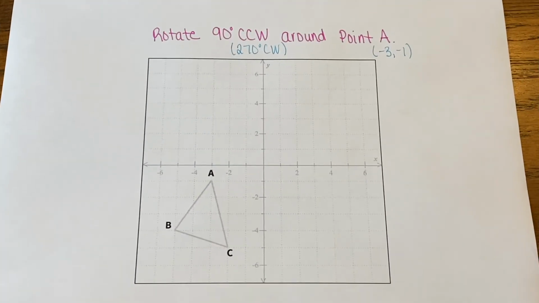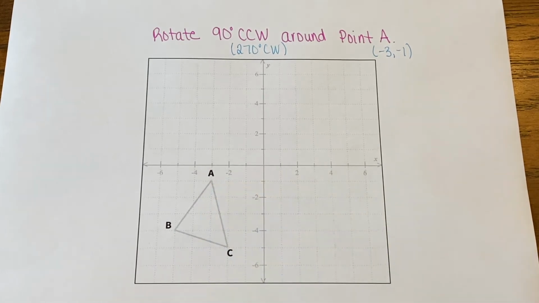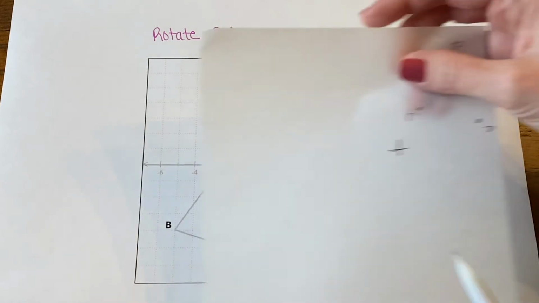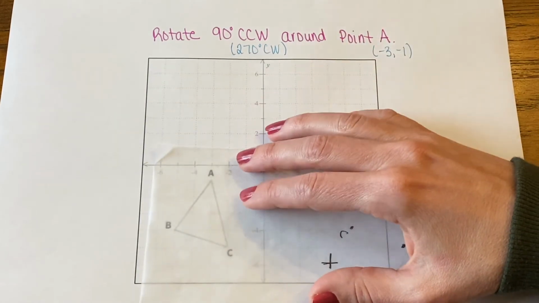Let's rotate triangle ABC 90 degrees counterclockwise around point A. So notice we're going around point A on our shape and not the origin. So this is a vertex of our shape. And 90 degrees counterclockwise would be the same as 270 degrees clockwise. So to do this, I'm going to use my tracing paper. And notice it's the same one I just used before. So I'm just going to find another corner.